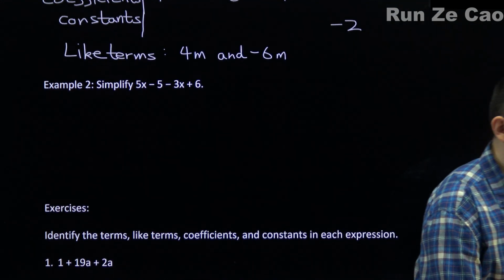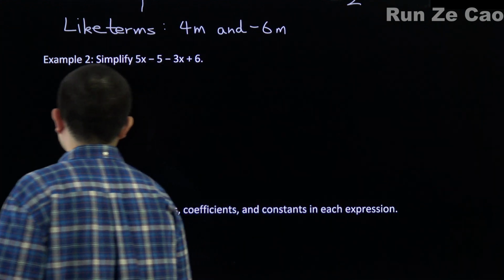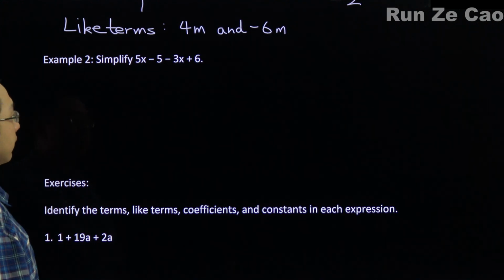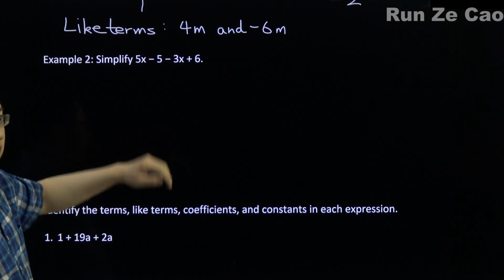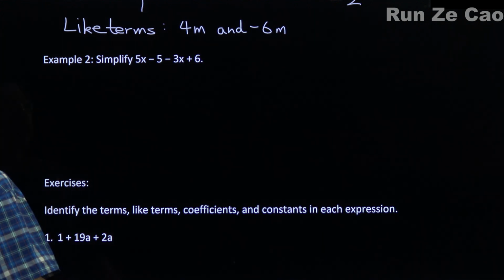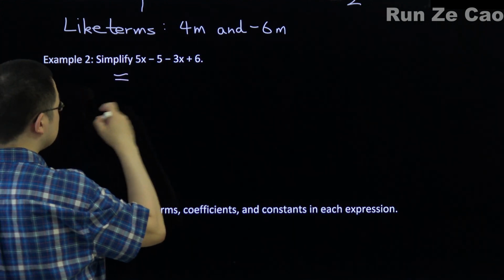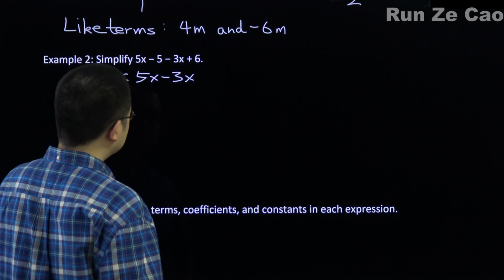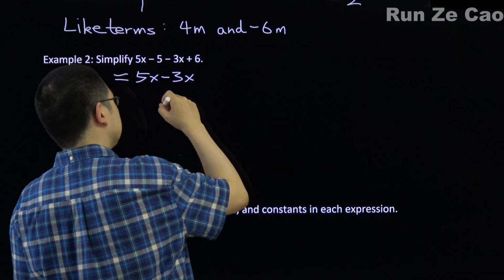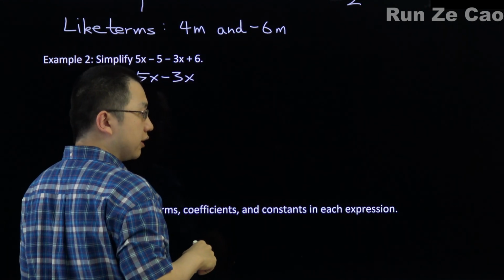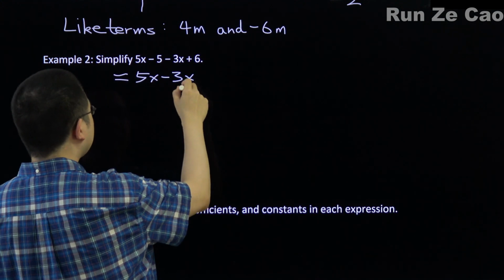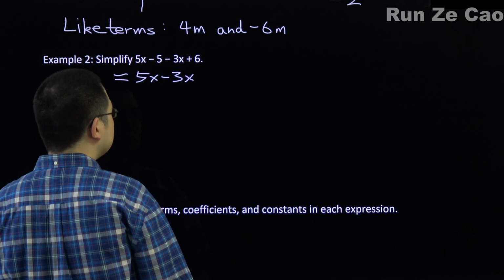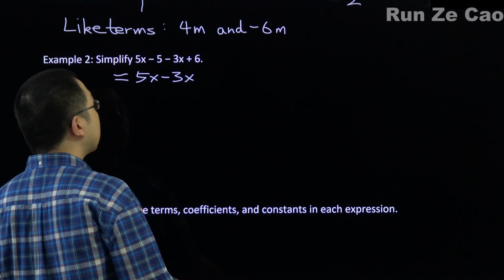Alright then, let's simplify this. What does simplifying mean when you have a bunch of terms? You take all the like terms and you group them together. So that means we rearrange this and it becomes 5x minus 3x. If you want to use the commutative property of addition, it would be 5x plus negative 3x, and then plus negative 5 plus 6. Yeah, we don't want to do that much writing.